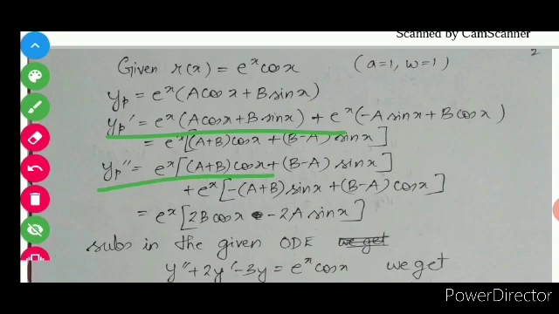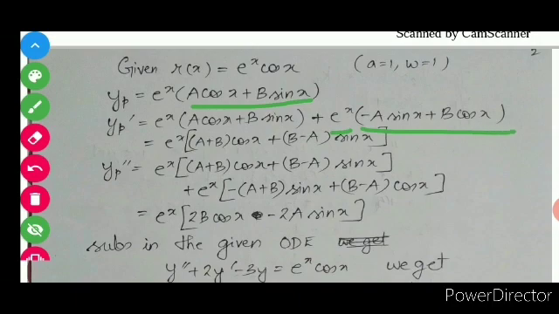So y_p', first I take the derivative of e^x, which is written here, into the second term. Next, we write e^x into the derivative of this term. That is what is written here. In simplified form it comes out to be e^x [(a + b) cos x + (b − a) sin x]. Similarly, you find y_p'', which comes out to be e^x (2b cos x − 2a sin x).